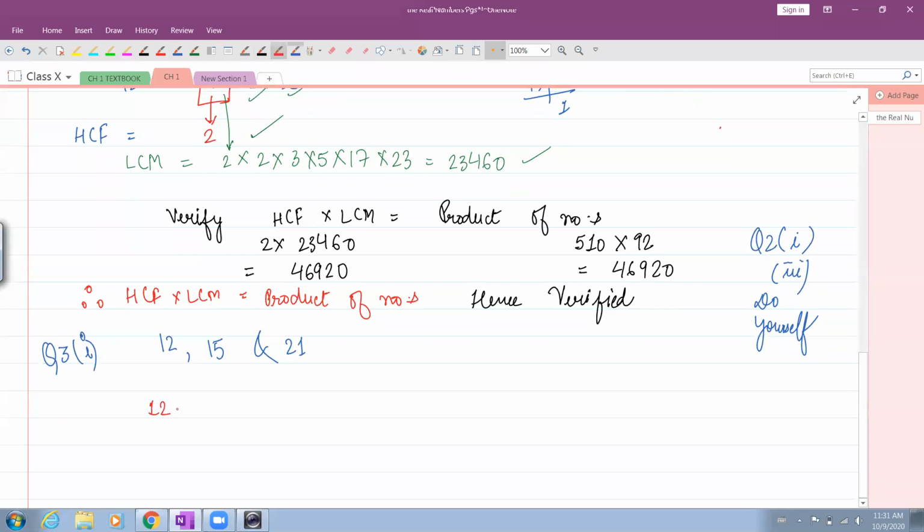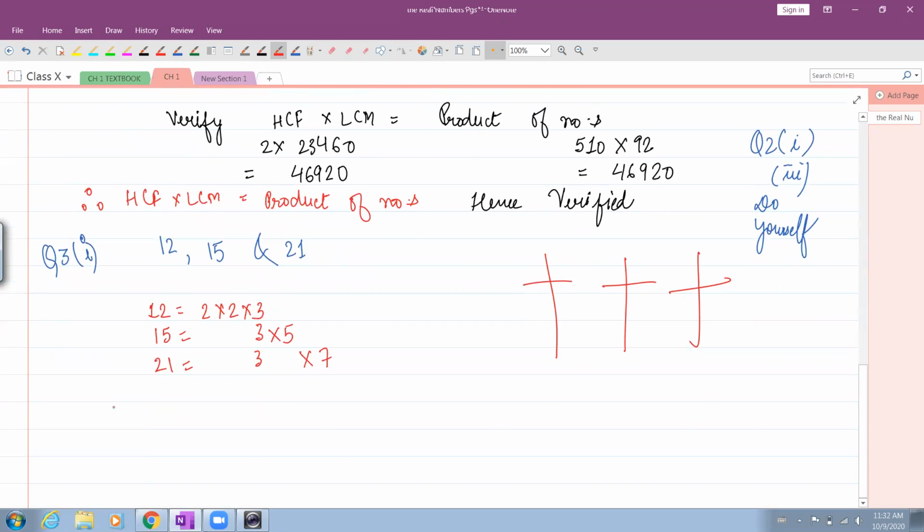So I'm simply going to write down 12. This will be 2 multiplied by 2 multiplied by 3. Then 15 will be equal to 3 multiplied with 5. Then 21 will be equal to 3 multiplied with 7. I have deliberately arranged my factors in this way so that they fall below the common pairs. Like you can see them in columns, being common with each other, so that it's easier to write down the HCF and LCM.